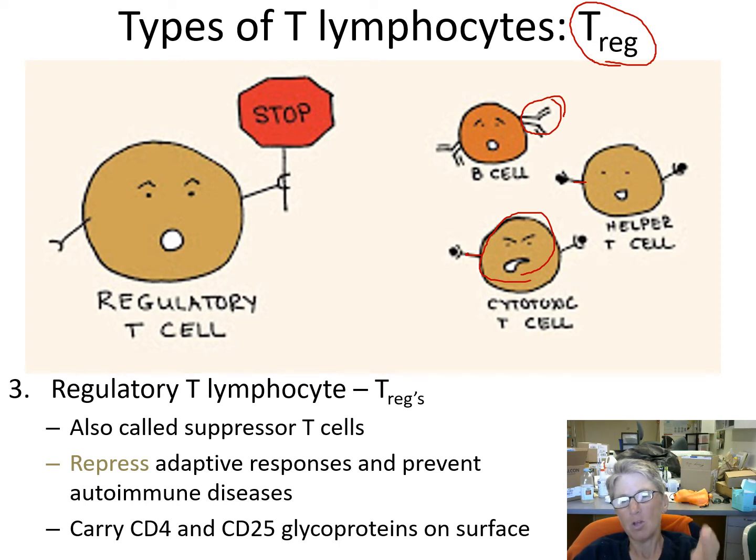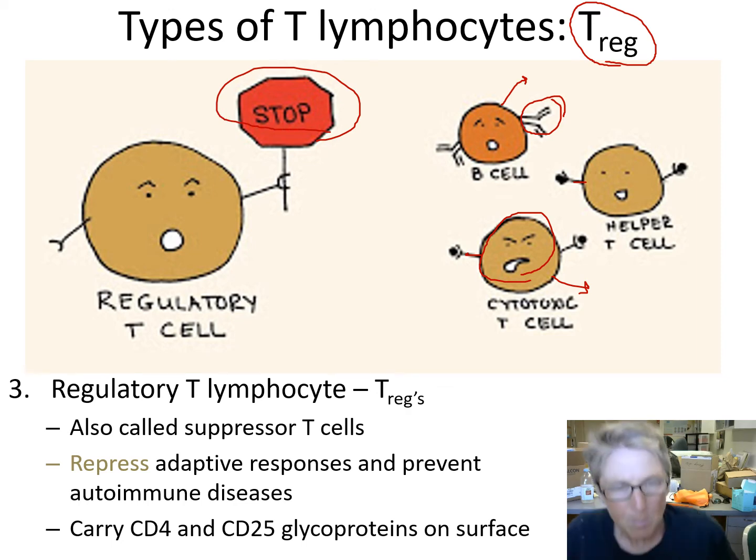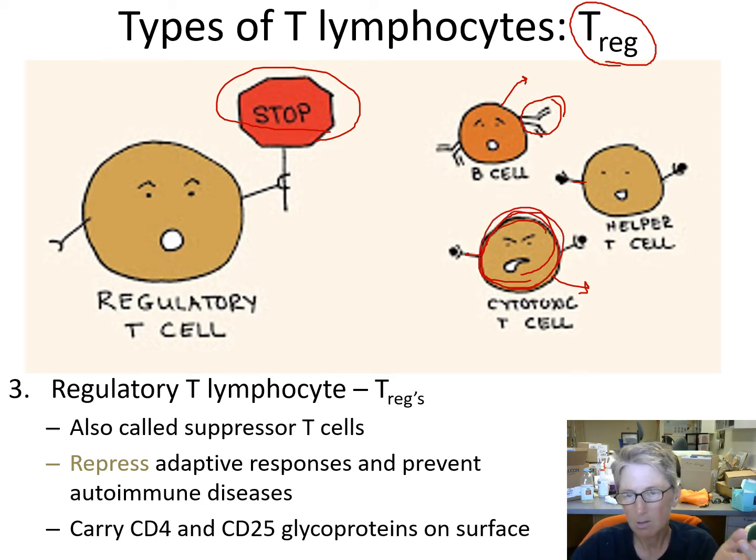And you don't want them to do their thing without stopping. So you don't want the B cell to just crank out 1 billion antibodies and never stop. You don't want the cytotoxic T cell just to go around, lysing every cell it sees. You want to be able to stop that immune process. That's what Tregs do. They have a big stop sign. So they're also called suppressor cells. They repress the adaptive response and they prevent autoimmune diseases. So if these reactions, like the cytotoxic T cells, went around killing a lot of cells, it could result in an autoimmune disease. But Treg says stop, and then you stop.